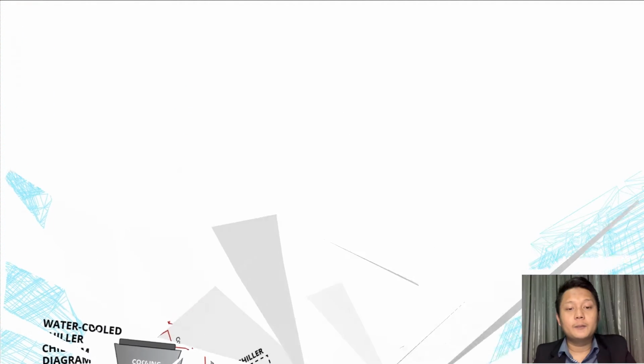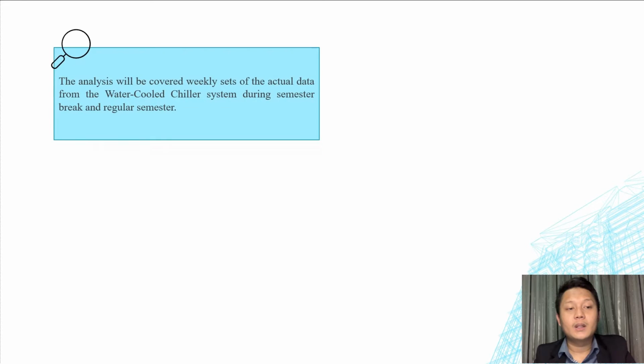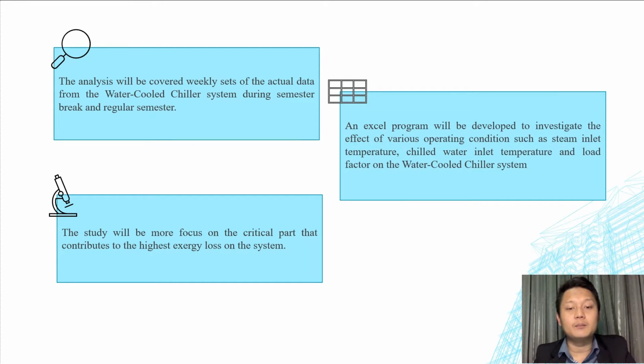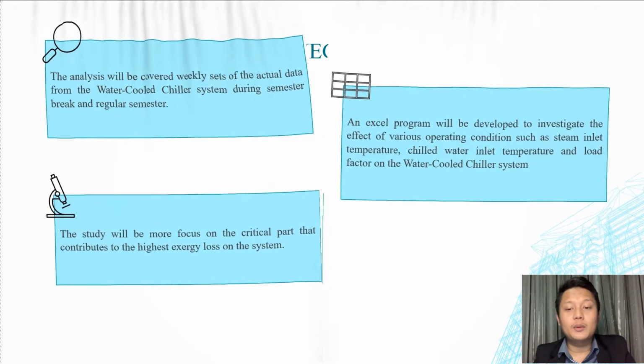Scope of work. The analysis will cover weekly sets of actual data from the water-cooled chiller system during the semester break and regular semester. The study will focus more on the critical parts that contribute to the highest exergy loss in the system. An Excel program will be developed to investigate the effect of various operating conditions such as steam inlet temperature, chill water inlet temperature, and load factor on the water-cooled chiller system.